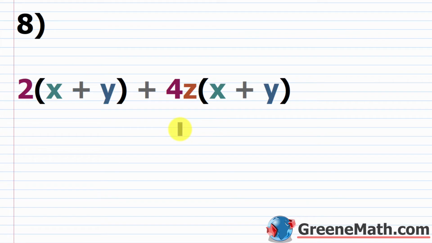All right, let's look at problem number 8. So we have 2 times the quantity x plus y plus 4z times the quantity x plus y. So you might look at this problem and go, what in the world are we doing here? But you have a common binomial factor.